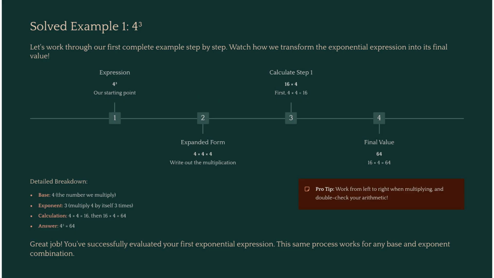Let's try a quick example. If you see the expression 4 to the power of 3, you know the base is 4 and the exponent is 3. This means you need to multiply the base by itself 3 times. Write it out as 4 times 4 times 4. You first calculate 4 times 4, which is 16. Then you take that 16 and multiply it by the last 4. 16 times 4 gives you 64. So the value of the expression 4 to the power of 3 is 64.